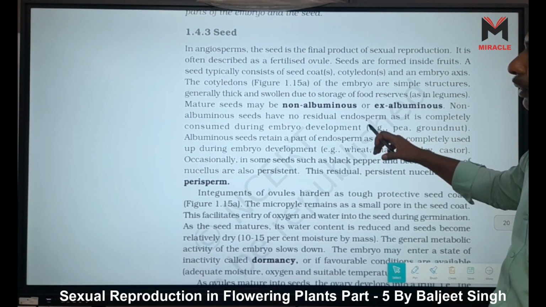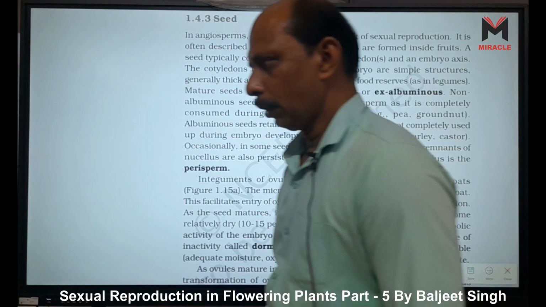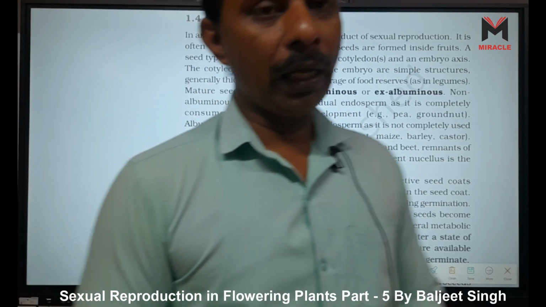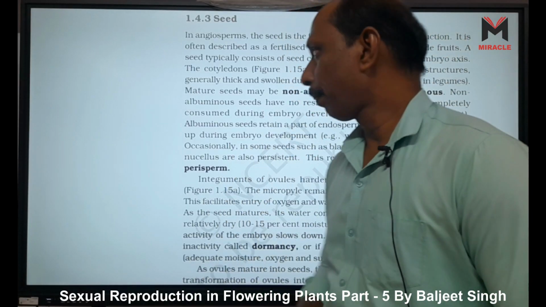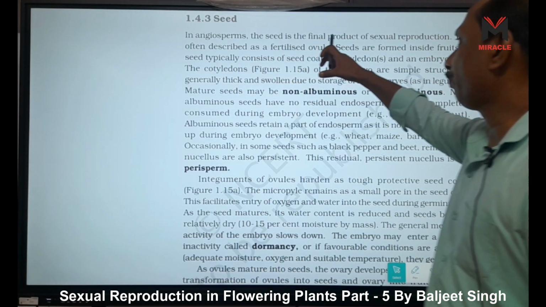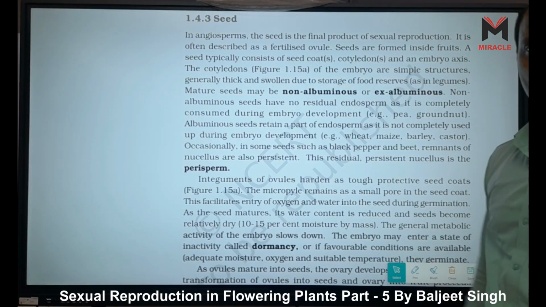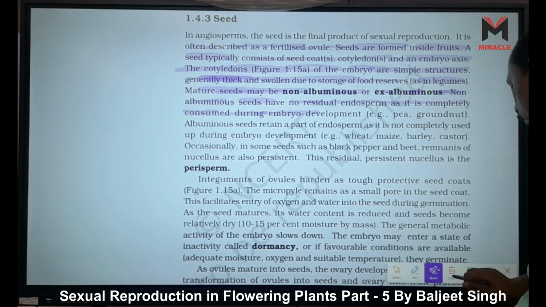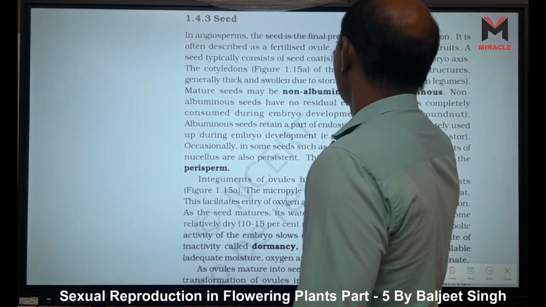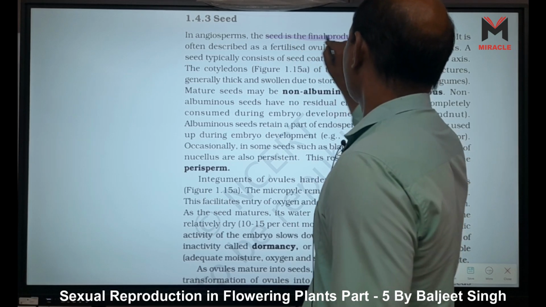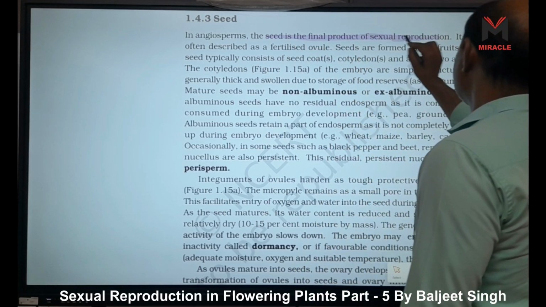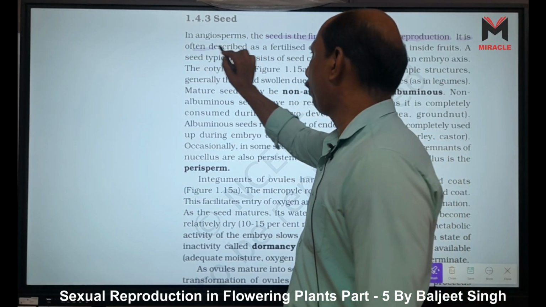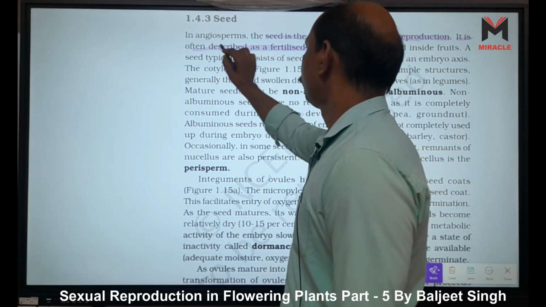Now here, seed. What is given in seed? Because here seeds, what is seed? A developed ovule is called seed, right? In angiosperms, the seed is the final product of sexual reproduction. What is seed? Seed is the final product of sexual reproduction, or we can say a developed ovule is called seed. It is often described as a fertilized ovule, right?